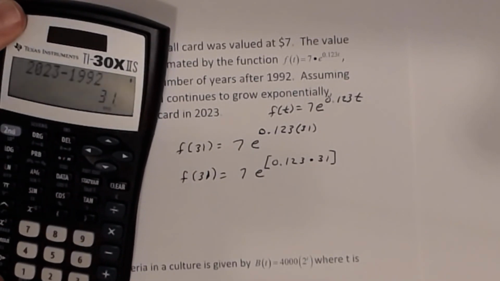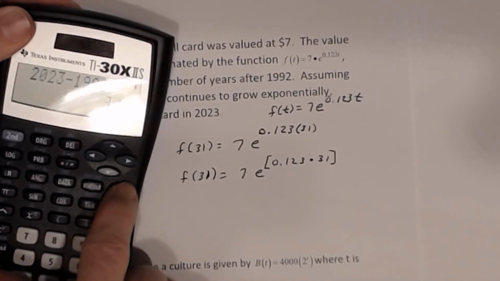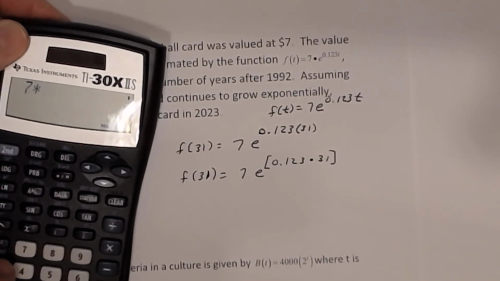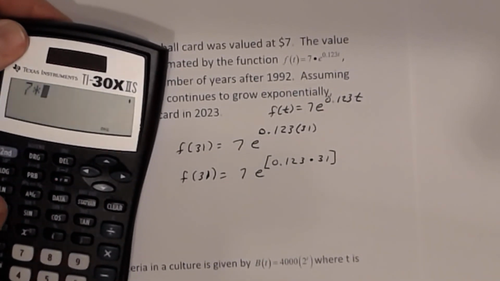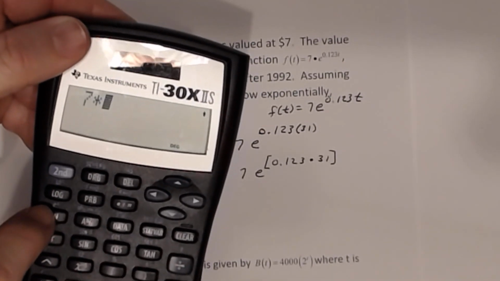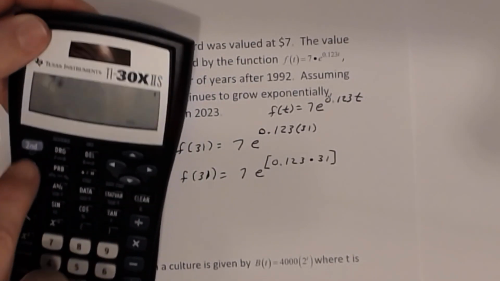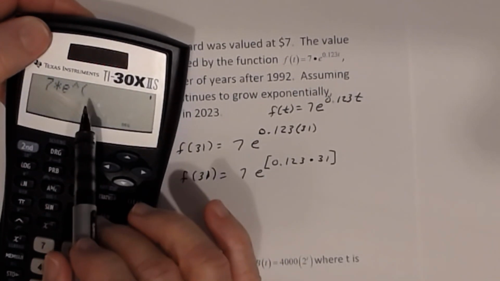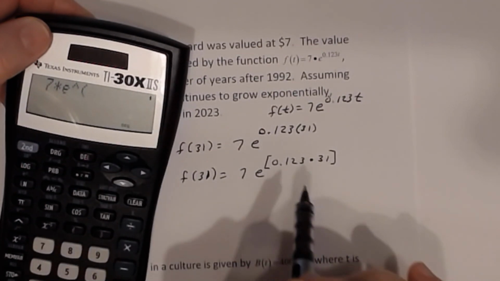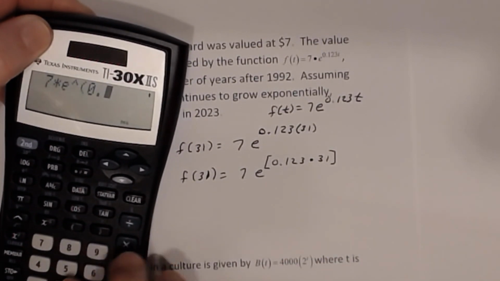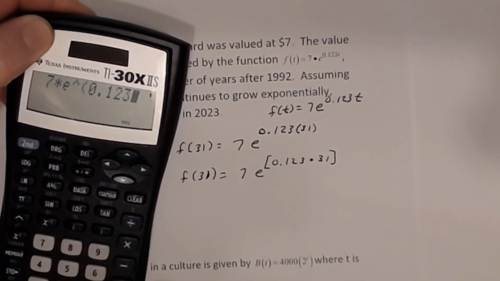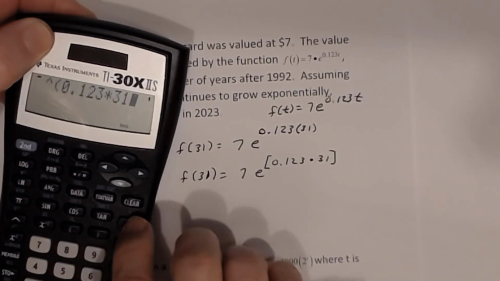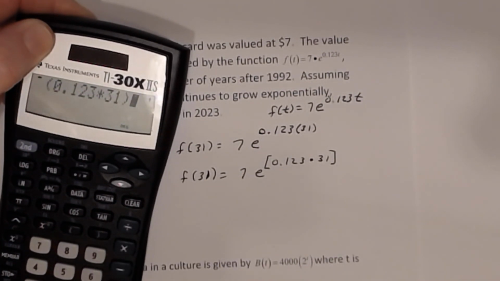Remember, this is multiplication right here. All right, so let's go ahead and do that. So you're going to say 7. Make sure you know how to use your calculator. 7 times e. Now to get to e, you have to press, see where that ln button is, you have to press that second function to get to it. So second e, so you see that shows up. Then it automatically puts some parentheses in there for you. You just got to make sure you close it. 0.123 times, see the multiplication symbol, 31. Go ahead and close the parentheses, and then press equal.